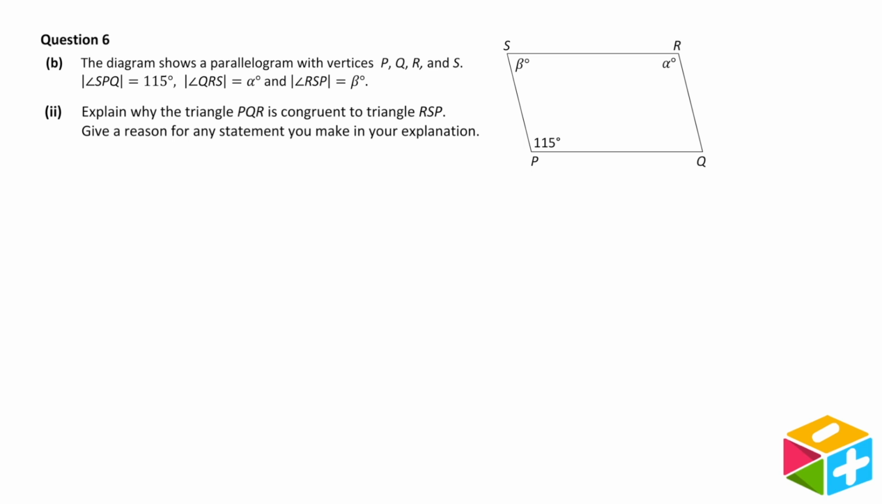We're asked to show that the triangle PQR is congruent to the triangle RSP. To help visualize this in our diagram, it will be a good idea to join P to R with a line. The two triangles we want to compare are PQR, which I've marked in blue, and RSP, which I've marked in red. To solve this question, there's two key facts we will use.